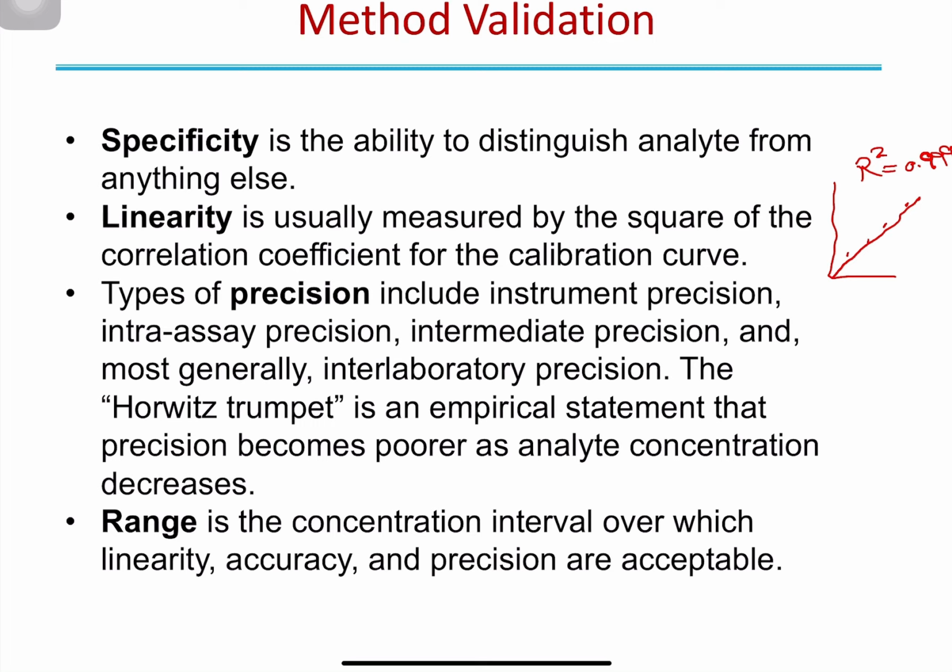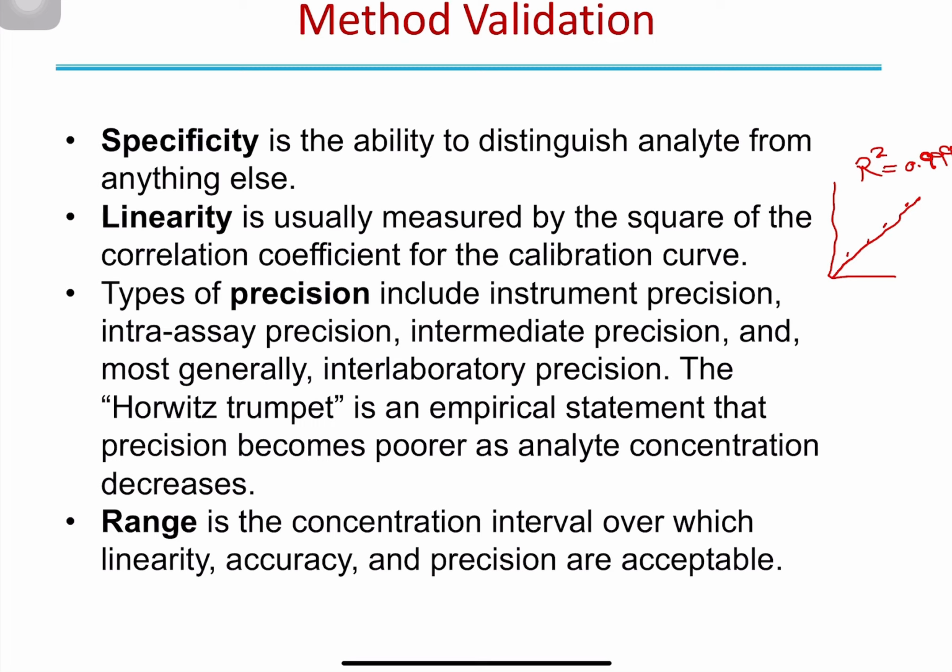Then the precision, and the precision will include instrument precision. It's very important to measure the instrument precision when you repeat the experiment several times, to see whether the instrument will give you similar results or not. Then intra-assay precision, intermediate precision, and most generally the inter-laboratory precision, when you give the same sample to different laboratories and see if the results are similar or not. What is the precision if we run the same experiment under the same conditions in different laboratories? So precision is very important.